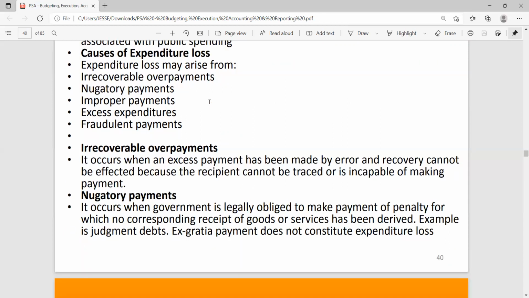They have nugatory payments. It occurs when the government is legally obliged to make payments of penalty for which no corresponding receipt of goods or services has been derived, right? So there are situations where the government has a legal obligation to make a penalty payment, and for this penalty payment there is no corresponding return. There's a legal obligation to make a payment for a penalty. And a typical example that really fits with this is judgment debt.